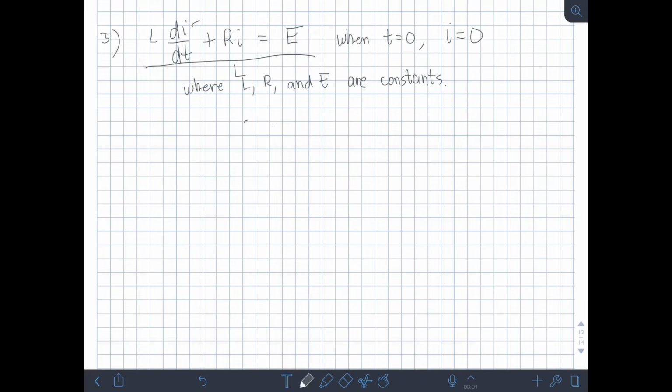So, solve natin tong DE na to. So, divide nga natin by L. So, we have di over dt. So, cancel si L dito. Plus, ito, R over L, I, is equal to E over L. Okay?